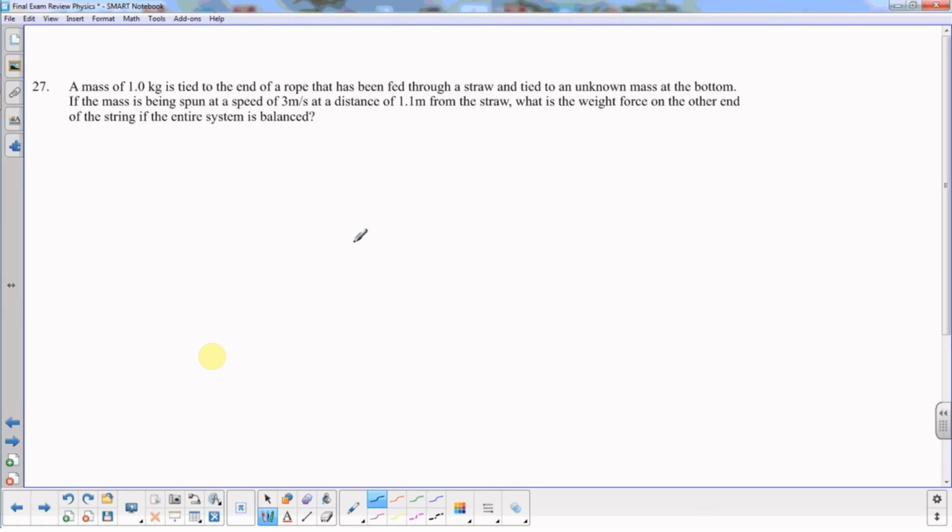Next up, we're going to be dealing with sort of your lab from a few months ago, feeding the string through the straw. We got this thing going around like that. We know it's 1 kilogram there, tied to the end of a rope that is fed through a straw and tied to an unknown mass on the bottom. The mass is being spun at a speed of 3 meters per second with an R of 1.1. What's the weight?